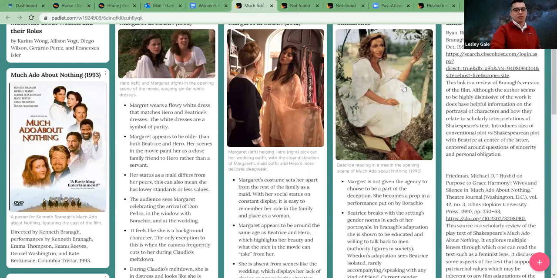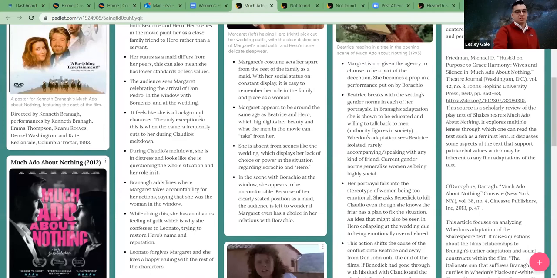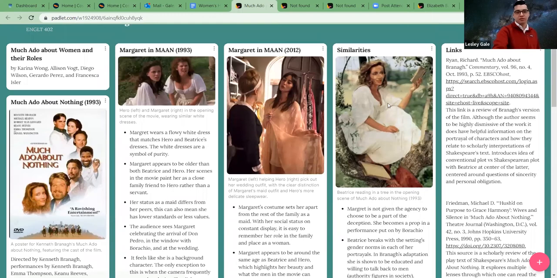So we noticed that Margaret tends to be shown as older, almost like a caretaker, like a nurse, like a wizened mentor to the lovers in the story. She's shown to be like a maid, as she's shown here in maid's clothing, but it's not all that different from Beatrice, who's shown here. It's not all that different compared to these two.